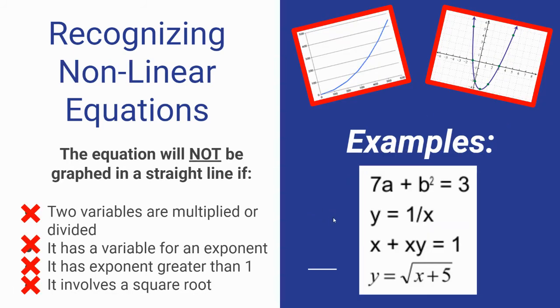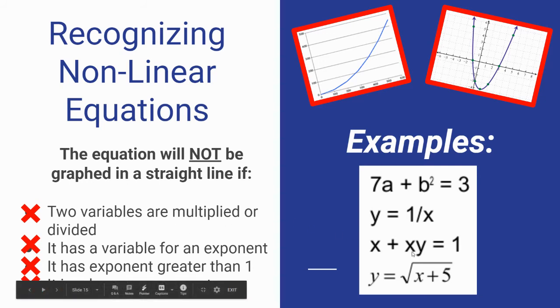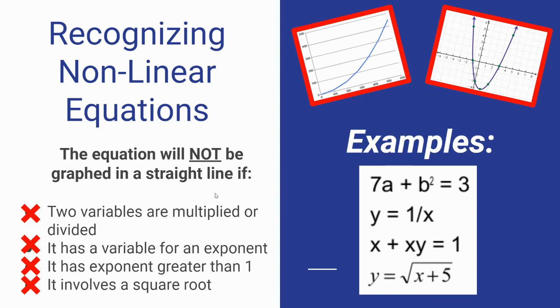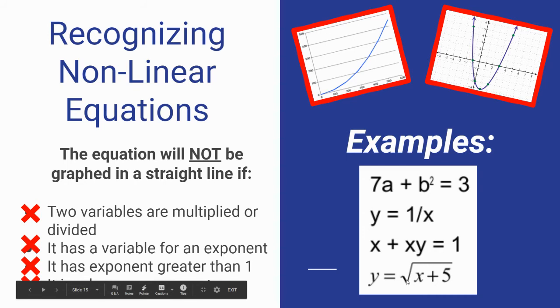Likewise, a nonlinear equation, a parabola, a curved line, is one where two variables are multiplied or divided. X, Y. If you multiply or divide, there's no way you're going to have a straight line. It has a variable for an exponent. It has an exponent greater than 1. B squared, B cubed, B to the 4th. That's always going to be a nonlinear equation. Or it involves a square root. Square root of x plus 5, that would also be a nonlinear equation.